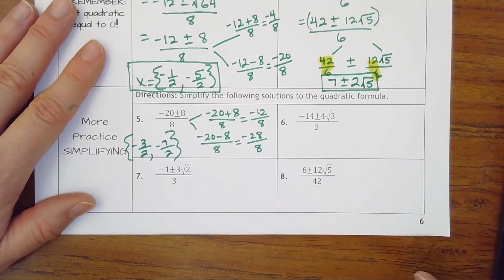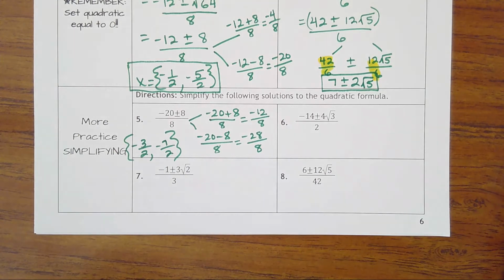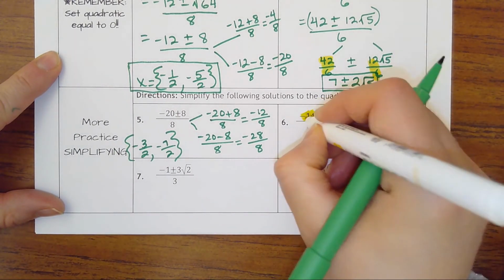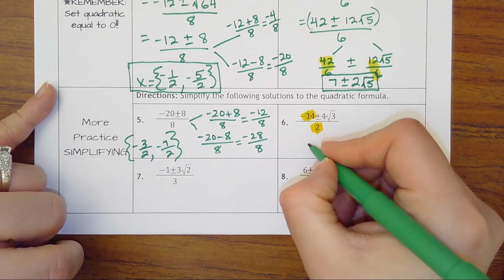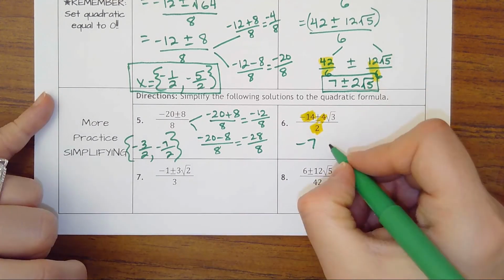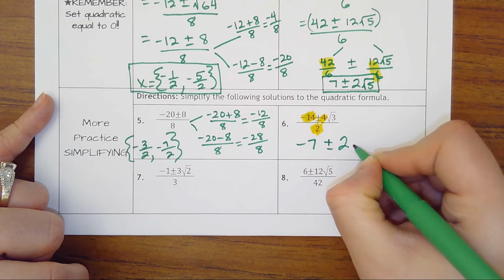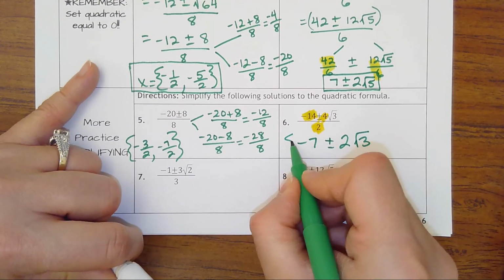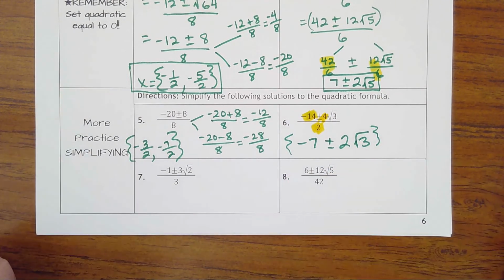Okay, the ones with radicals are the harder ones. So now let's see if you could do it without splitting them up. I'm going to take negative 14 and divide it by 2. That's negative 7. Then I'm going to take 4 divided by 2. That's 2 square roots of 3. So I no longer have a denominator.